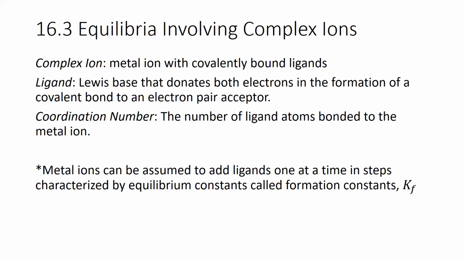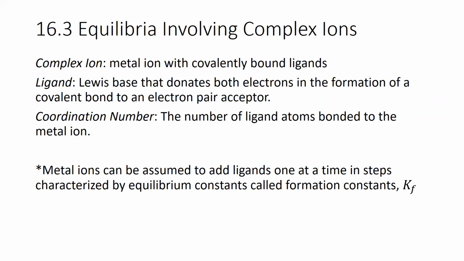Okay. So the next thing to talk about, and we're just going to scratch the surface on this one, is equilibria involving complex ions. We're going to touch more on this towards the end of the term when we start looking at transition metal chemistry. But a complex ion is something that is found in a lot of places, and so you really need to know what it is before we go too far.